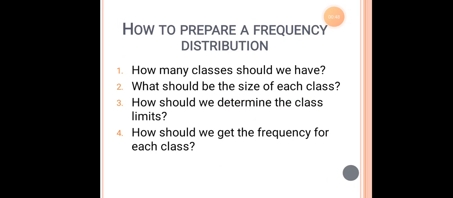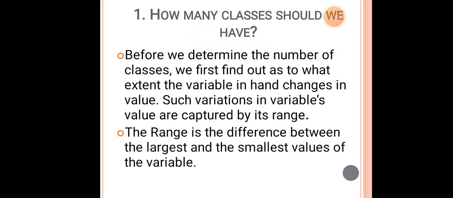Next, the main thing under the chapter is how to prepare a frequency distribution. Based upon all these questions we will ascertain how the classes can be made and how the frequency can be made, everything. So the first thing: how many classes should we have? That is based upon the range. So what is range? Range is the difference between the largest value and the smallest value.